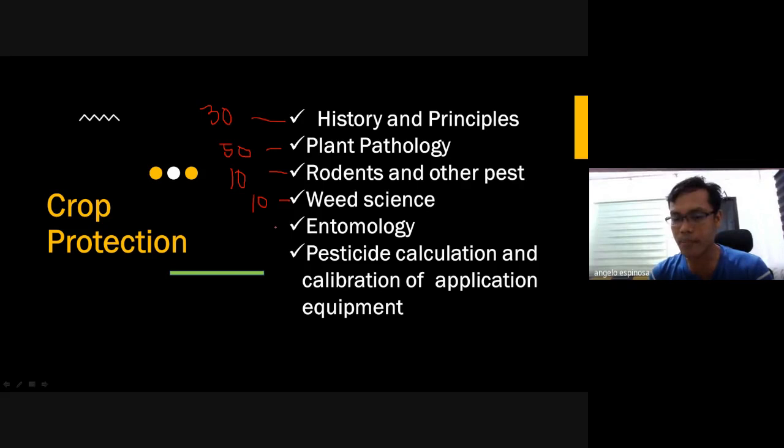Sa entomology naman, it is 20 items. Okay, 20 items ang entomology. Alam ko na you are already expert when it comes to the characteristics of the insects. Alam ko magaling na kayo doon. Magaling na kayo dyan sa mga characteristics ng insects. And then magaling na din kayo sa pag-identify ng mga wings, antennae, ganon. Tsaka sa insect order. Ma-perfect nyo talaga yung entomology tomorrow.